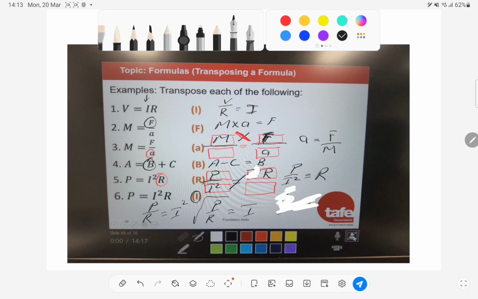So remember, when I'm moving something like that square, have everything already on the left hand side, or in this case it worked out to be on the left hand side. And then when I'm getting rid of this square, I will need to square root everything that's on the other side.